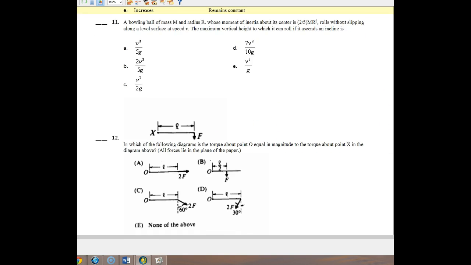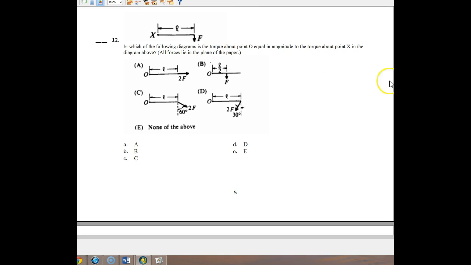For number 12, it says, in which of the following diagrams is the torque about point O equal to the magnitude of the torque about point X in the diagram above? So we know that torque is just equal to force times the radius, and the radius here is L. So we need to figure out which one of these is equal to F times L. Here we've got 2F times L, so that one can't work. Here we've got F times L over 2, so that one can't work. It's either got to be this answer or this answer.